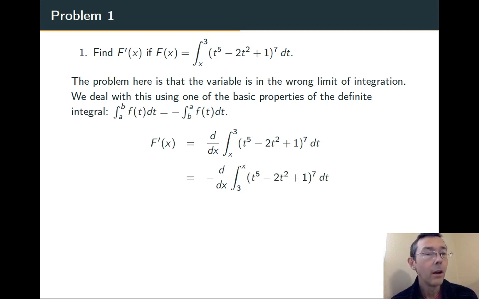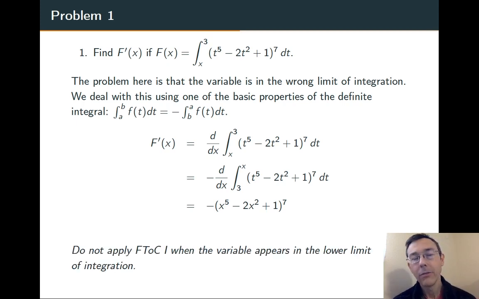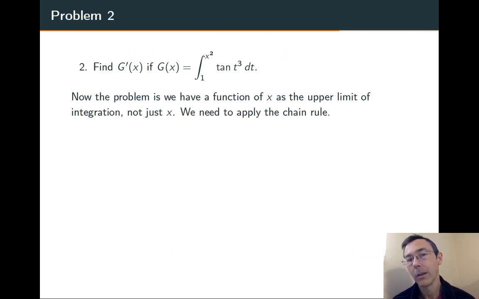So we do that, apply the first fundamental theorem of calculus by just plugging that upper limit of integration, x, into the integrand. Overall, negative x to the 5th minus 2x squared plus 1, all to the 7th power. Bottom line, if you've got the variable in the bottom limit of integration, you've got to move it up top and introduce a negative sign. Problem 2.